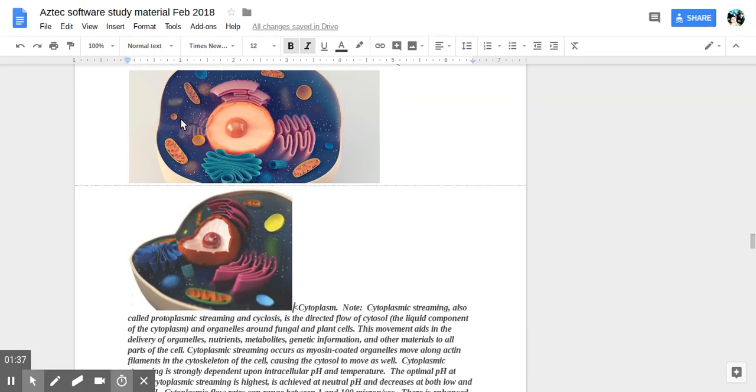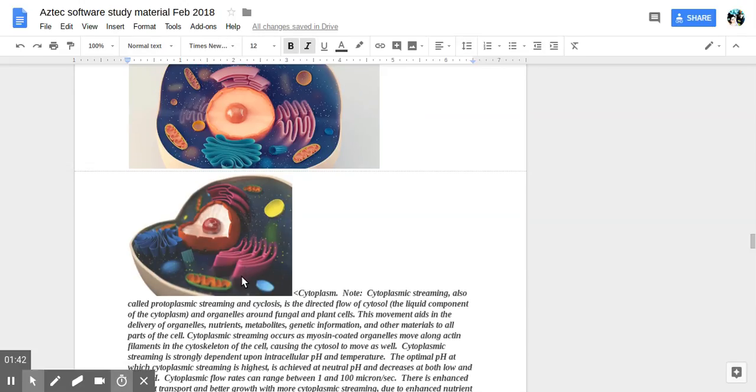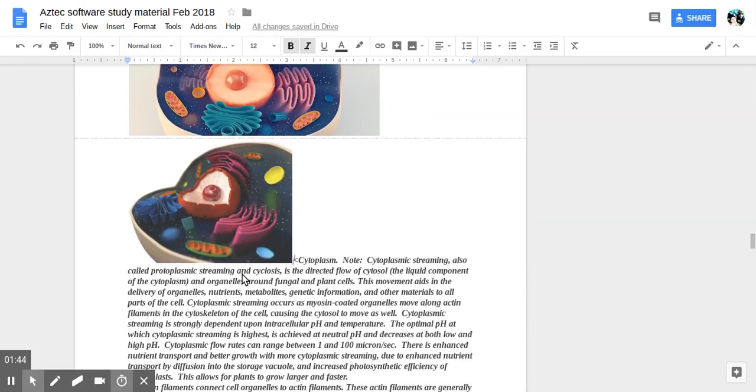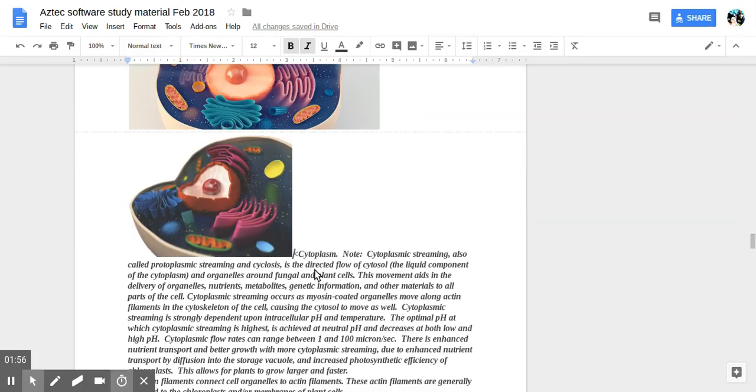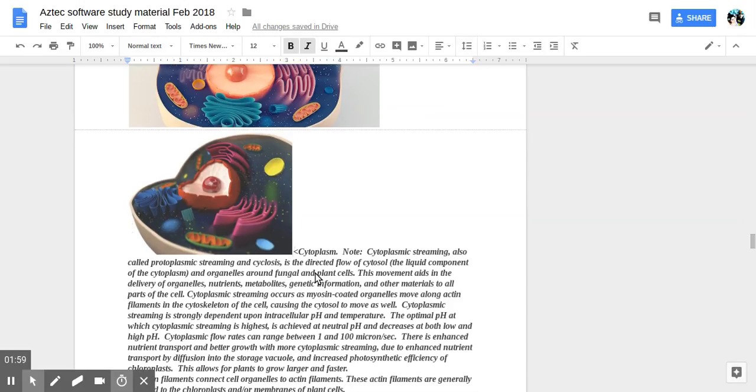And this shows the inside of the cell in 3D. The optimal pH at which cytoplasmic streaming is highest is neutral pH, and it decreases at both low and high pH. Cytoplasmic flow rates can change between 1 and 100 microns per second. There is better growth with more cytoplasmic streaming due to enhanced nutrient transport, compared to diffusion.